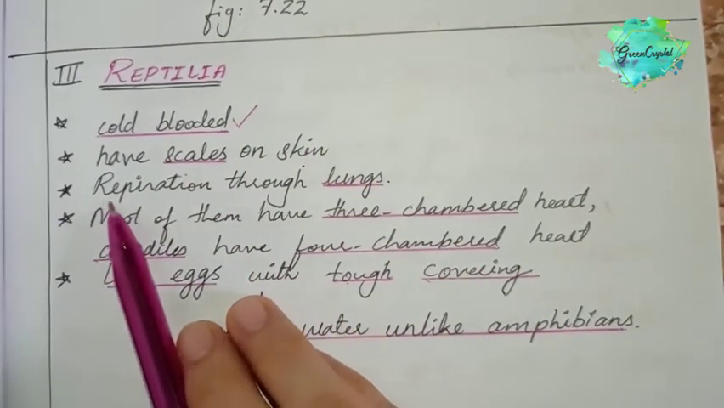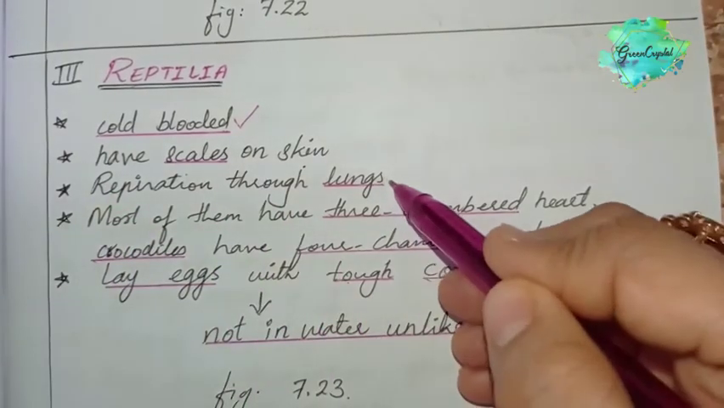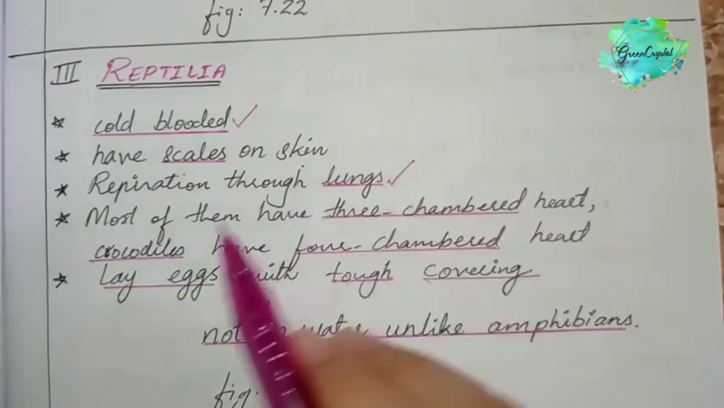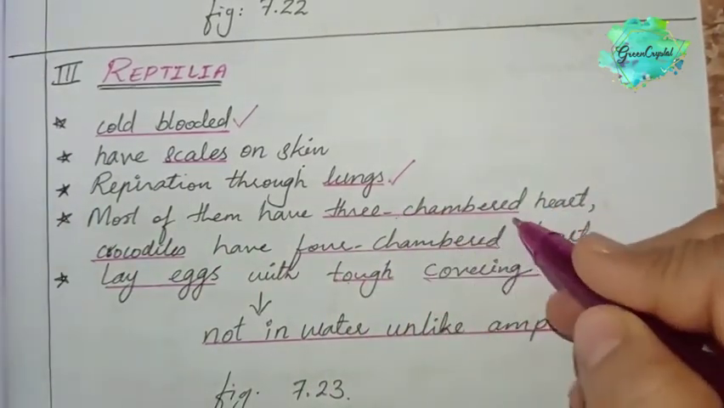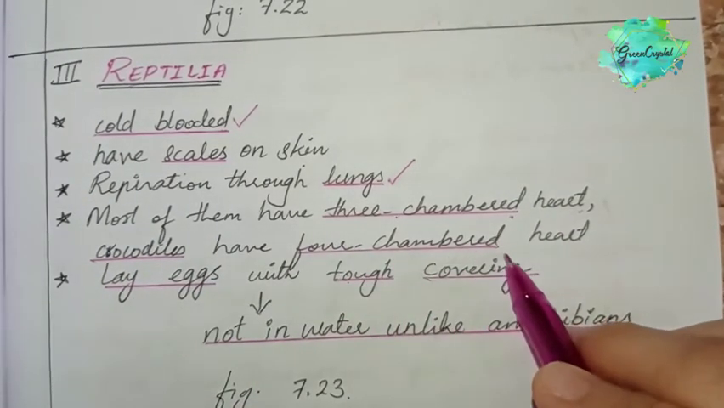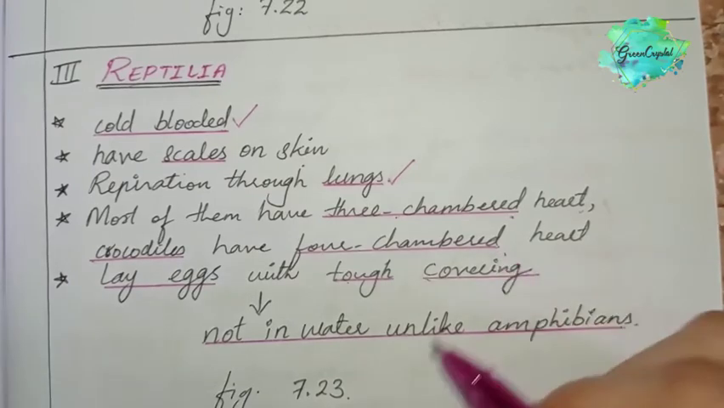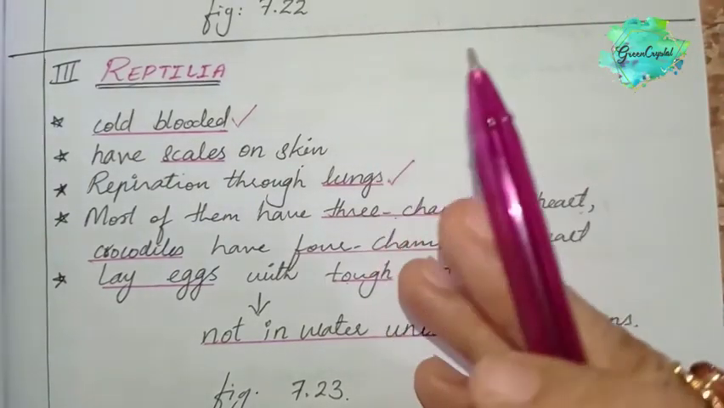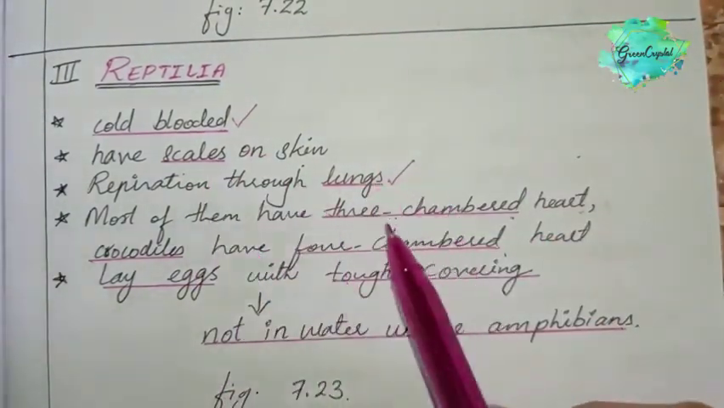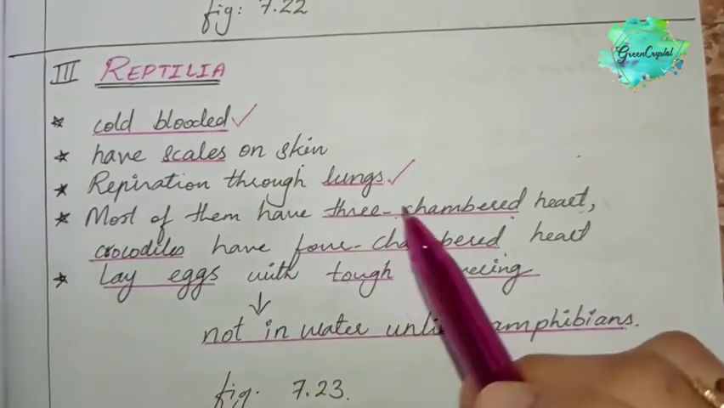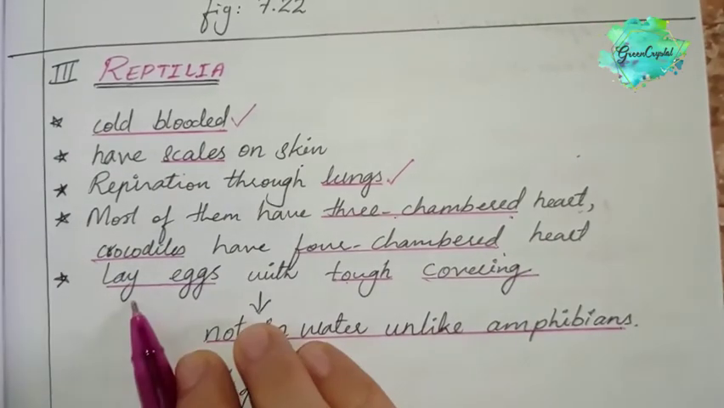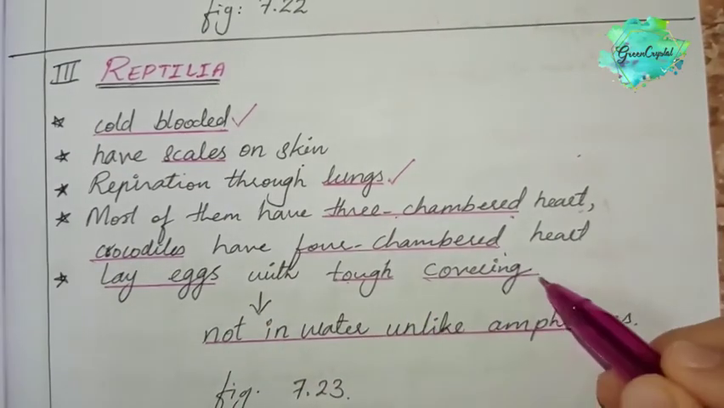Their respiration is through lungs. No gills are found here, only lungs. Again a little bit advanced. Most of them have a three chambered heart, but crocodiles have a four chambered heart. So it is a link. First Pisces had a two chambered heart, the amphibians three chambered, reptilia have three chambered heart, but the crocodile is the most advanced among all the reptilia, so it has a four chambered heart. And they lay eggs with a tough covering.